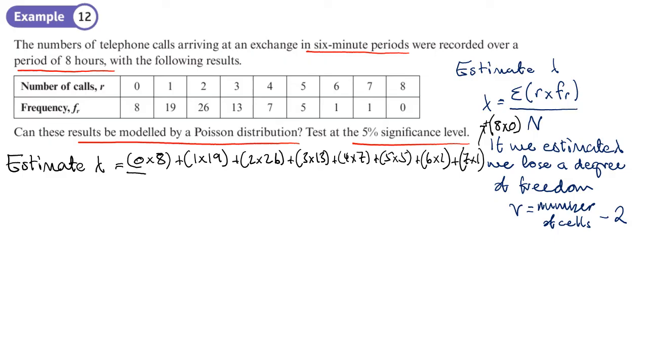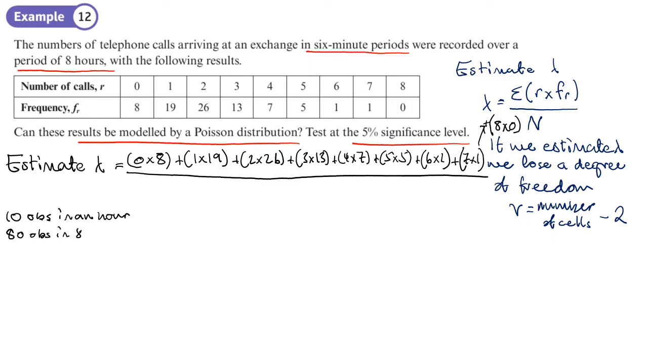Now we need to divide that by the number of observations. Now let's think about it. There were observations every 6 minutes, so that means that there were 10 observations in an hour. Which means that there must have been 80 observations in 8 hours.